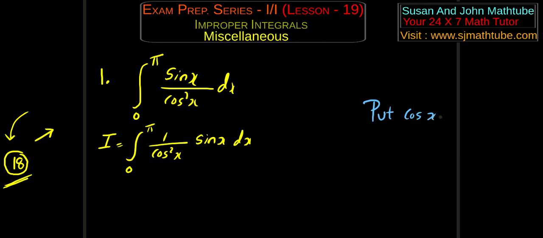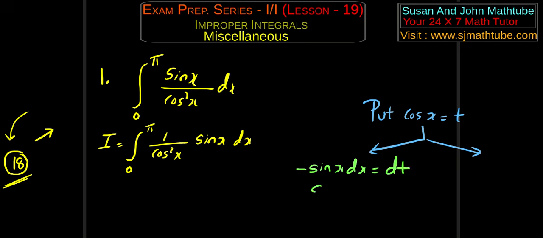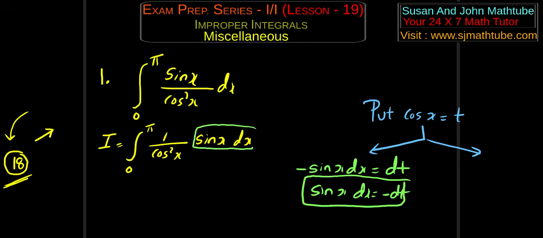Put cos x equal to t. The reason is very simple, because if you put cos x equal to t, you will get sin x to be the derivative. Okay, I hope you remember the two things which you are supposed to do after substitution. One is the differential. So minus sin x dx is equal to dt, and that gives me sin x dx equal to minus dt. So I'll put it in a box. So we are ready for the substitution here. And we are ready for this also.